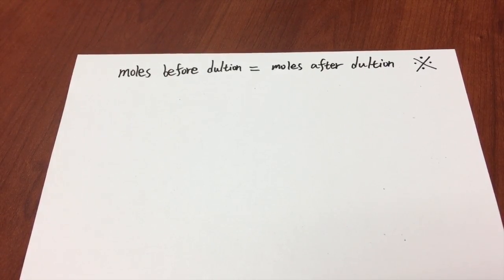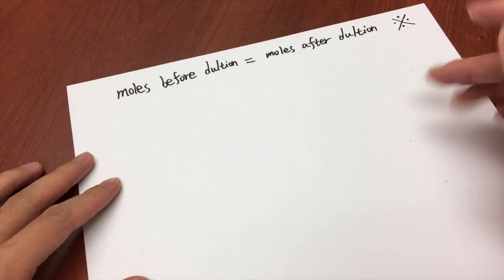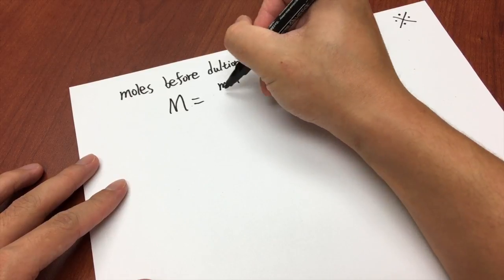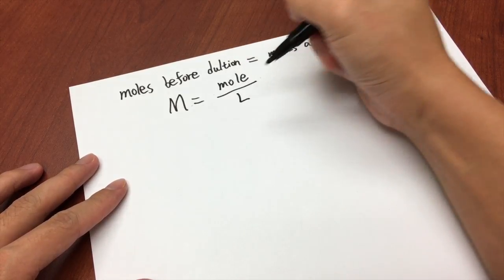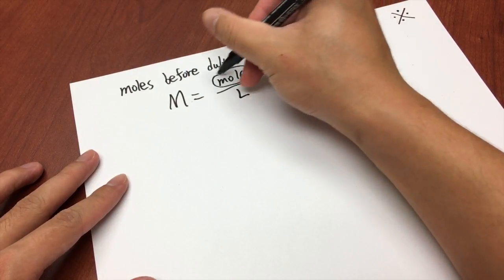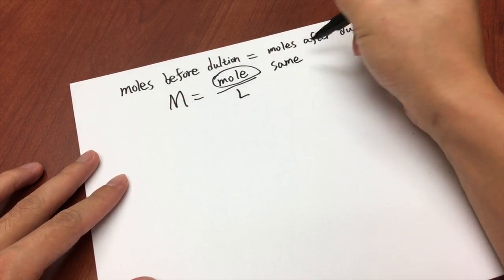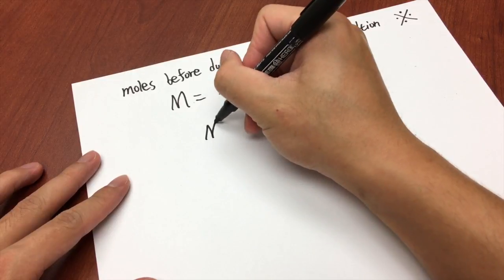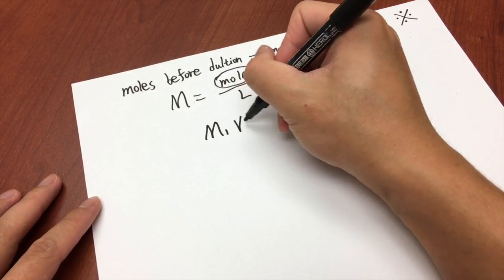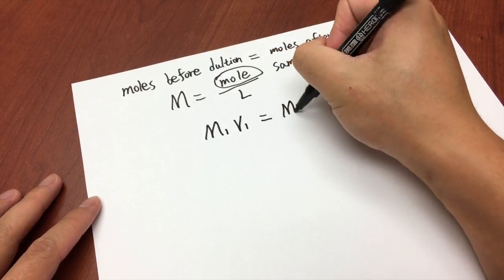So the most important thing to solve this kind of problem is to know that the moles before dilution is equal to the moles after dilution. So the molarity is equal to moles over volume, and the moles are the same. So M1 V1 is equal to M2 V2.